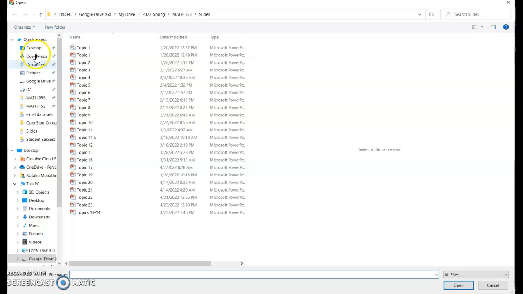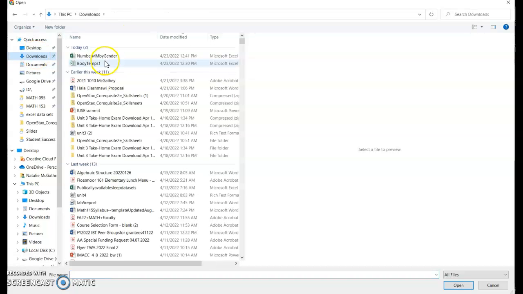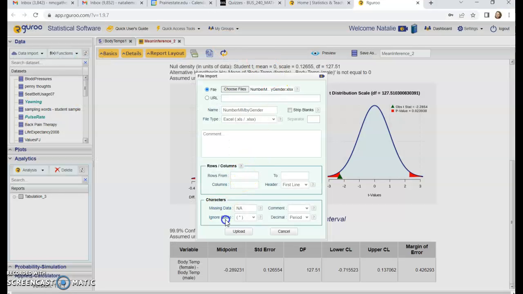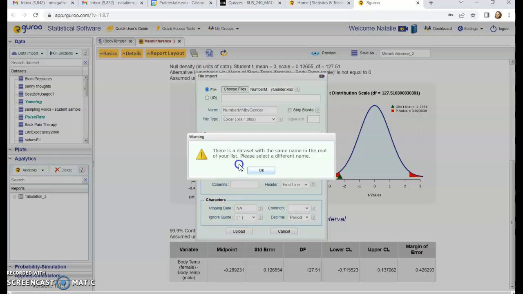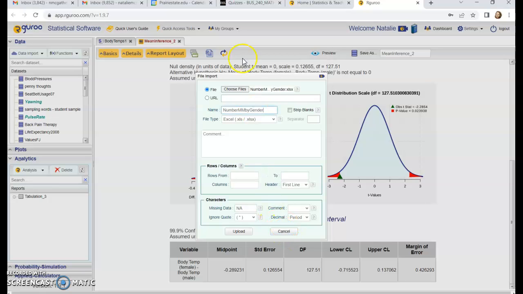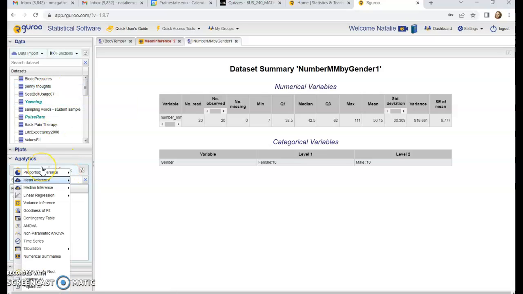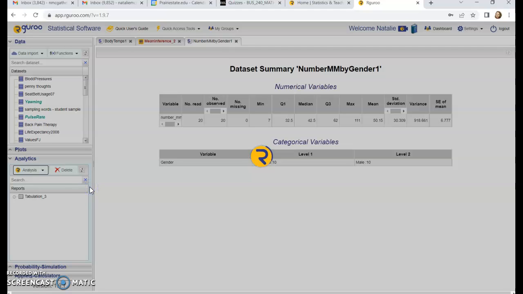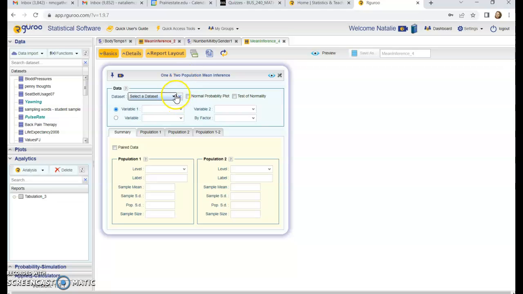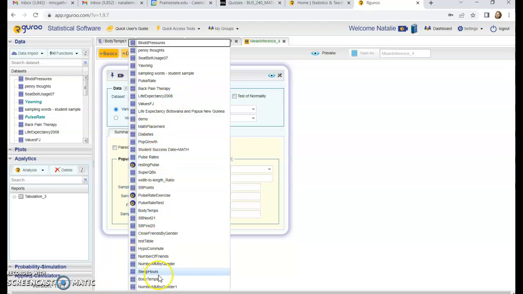It should be in my downloads. Okay, I think I actually already uploaded it here. So we'll call it number MM by gender 1. All right, now we're going to go into analytics to mean inference 1 and 2 population. And again, I'll be selecting that raw data set.